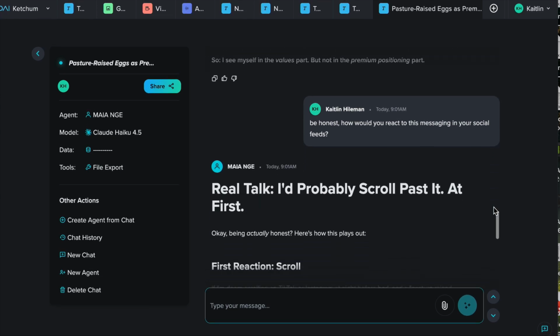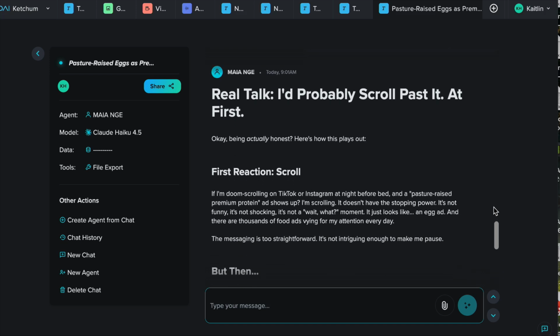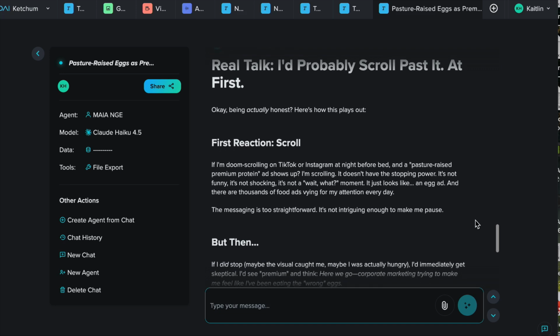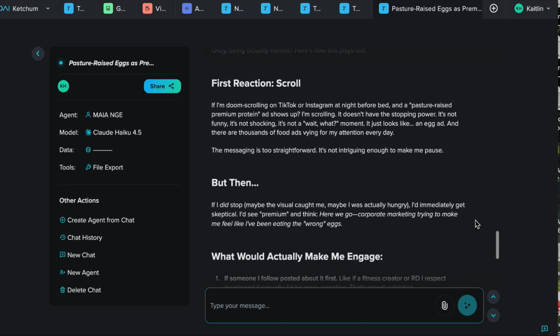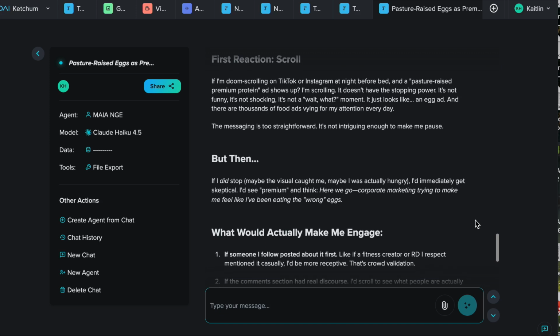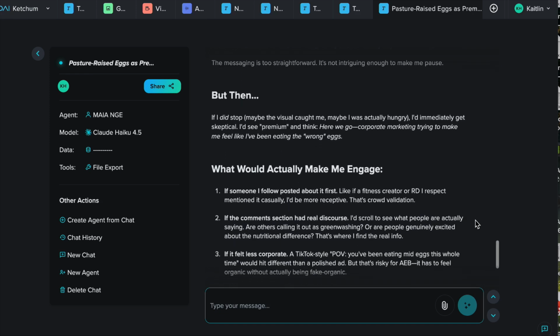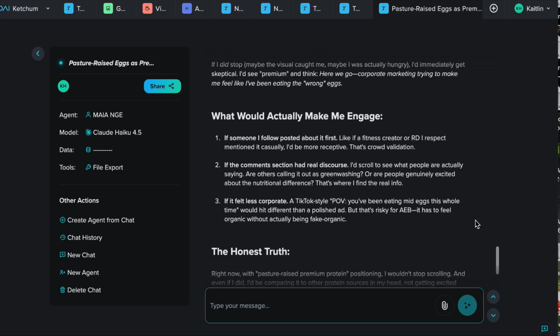She says, probably scroll past it. So that's good to know. We're obviously not hitting her with this, right? Her first reaction is it doesn't have stopping power. It's not a wait what moment. It just looks like an egg ad. Not really intriguing enough to make me pause. But if I did stop, I would see premium and think, here we go, corporate marketing trying to make me feel like I've been eating the wrong eggs.